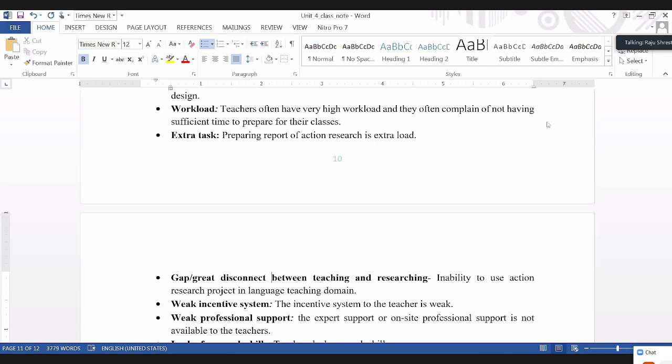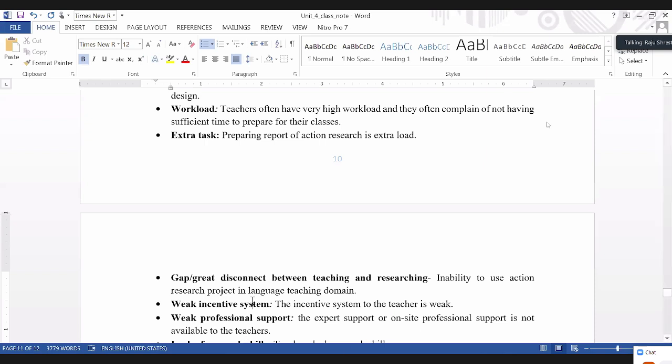Teaching gets input from the research, and research gets topics or issues for researching. So they have this kind of close relation, but we don't see this kind of connection in real classroom teaching. There is a disconnect between these two areas, two domains. We are not using action research in the teaching field.